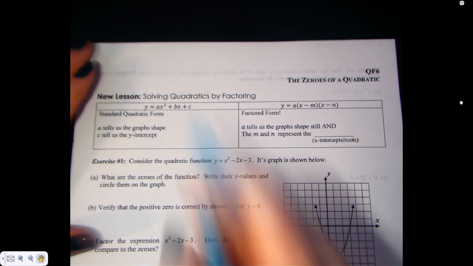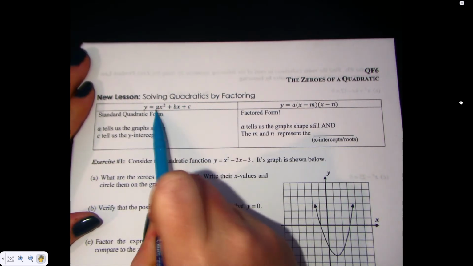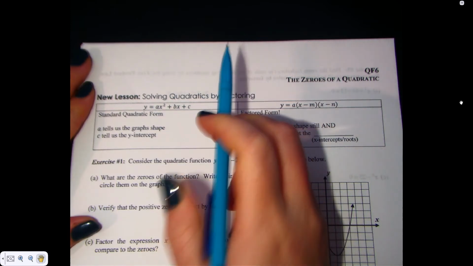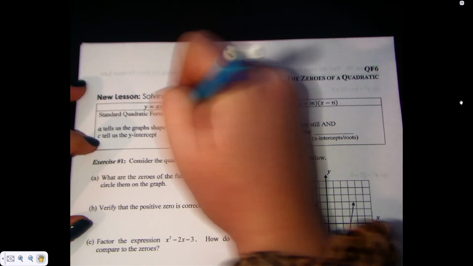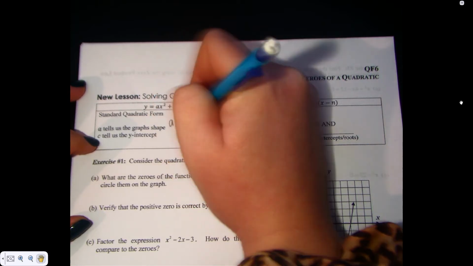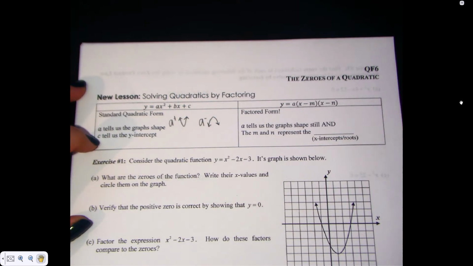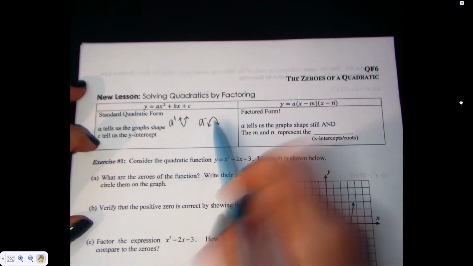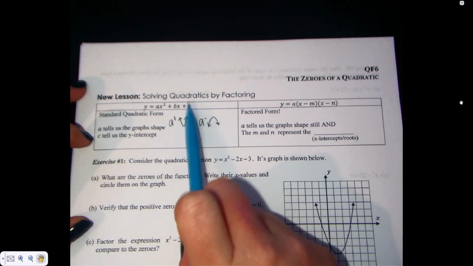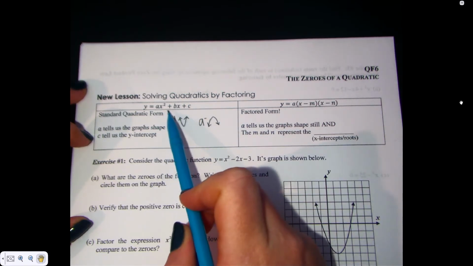Okay, so just to be reminded, our standard form is y equals ax squared plus bx plus c, where a, b, and c are all just regular old numbers. A tells us the graph shape, so if A is positive, positive people smile, and if A is negative, negative people frown. Okay, so we're talking about concavity, so if A is positive, we're concave up. If A is negative, we're concave down. And this C value tells you your y-intercept, okay? That's where it crosses the y-axis. All of this together gives you a quadratic.